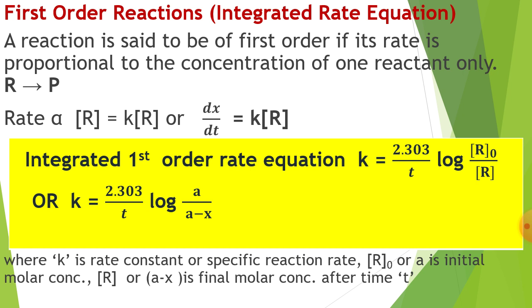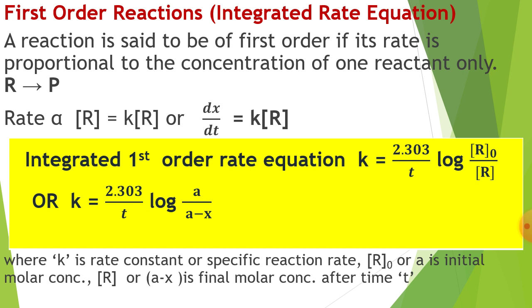Now first order reactions, that is the integrated rate equation. So first order reactions can be defined like this. A reaction is said to be first order if its rate is proportional to the concentration of one reactant only. Let us take a reaction, R changes into P, that is R is reactant and P is product. So we can write rate directly proportional to concentration of reactant, equal to K molar concentration of reactant.